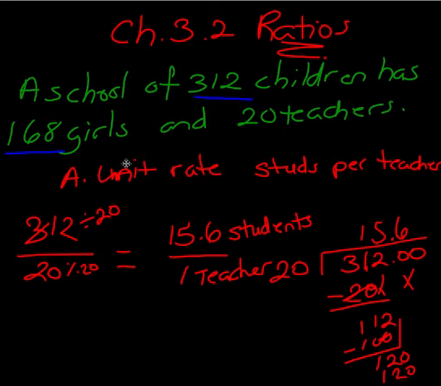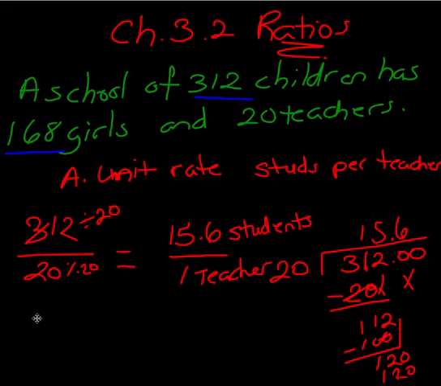So remember, if I need to make a unit rate, go ahead and set up your ratio, in this case 312 over 20, and then divide your denominator into your numerator, which will give you the new numerator of your ratio. And of course your denominator will become 1. And that's how we do unit rate.